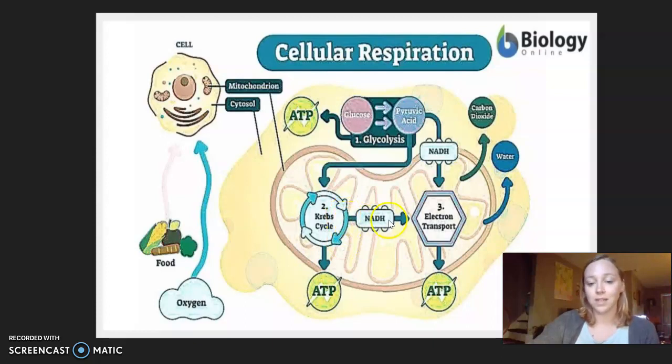So that's moved on down the line to the electron transport chain, where electrons then take the ATP and transport it across the cell to anywhere that's needed. And carbon dioxide and water are produced from that process.